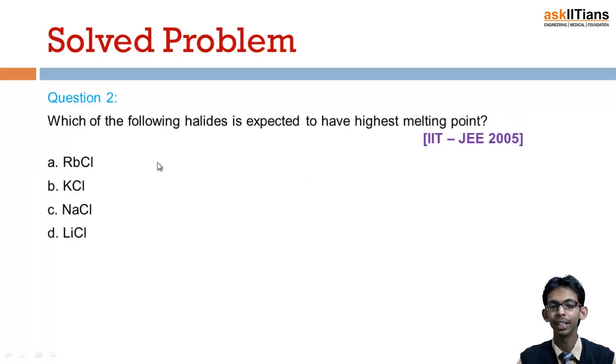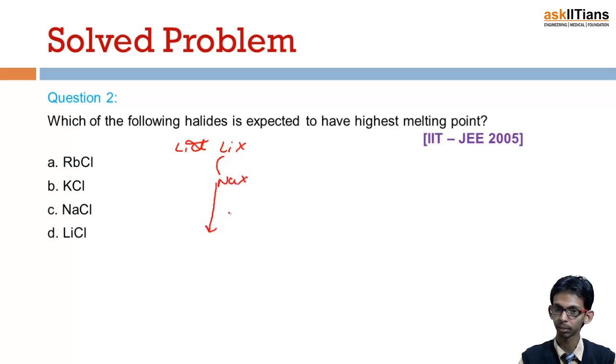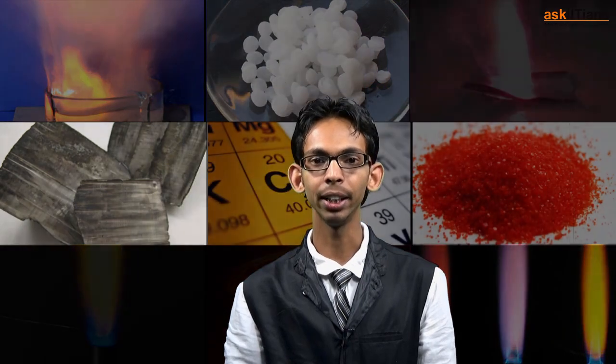Which of the following halides is expected to have the highest melting point? We have discussed the halides of alkali metals: lithium halide is of the smallest melting point. After that it increases to sodium halide, and downward it decreases. So that means sodium halide is the compound with the highest melting point, so it should be sodium chloride here.